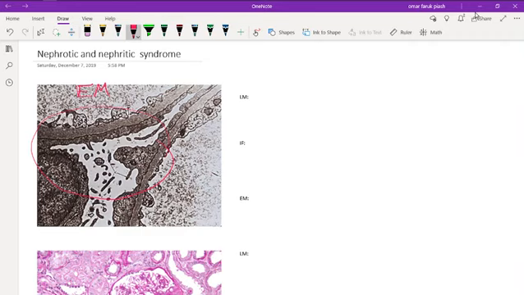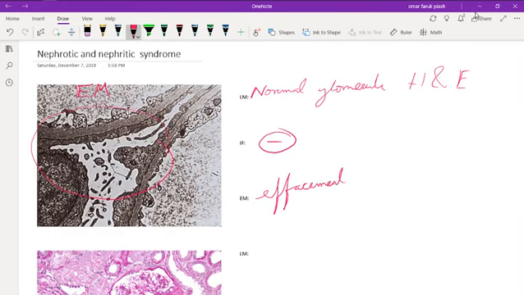On light microscopy, you get normal glomeruli. In minimal change disease, there are normal glomeruli on H&E stain. Immunofluorescence is negative. In electron microscopy, there is effacement of the podocyte foot processes.